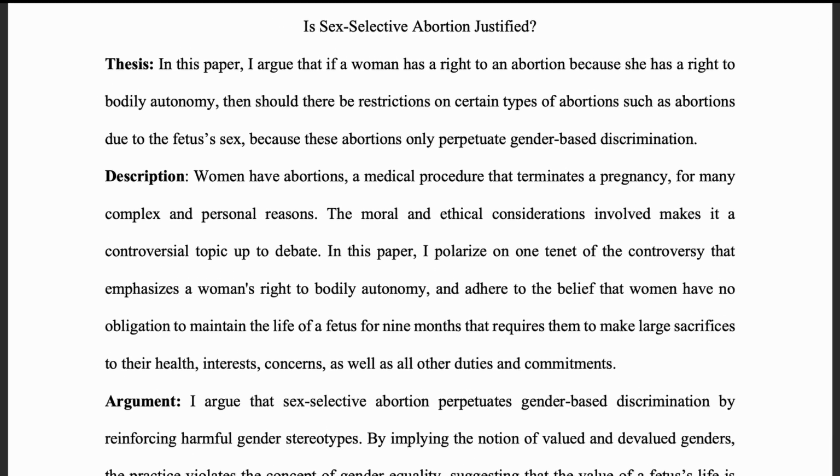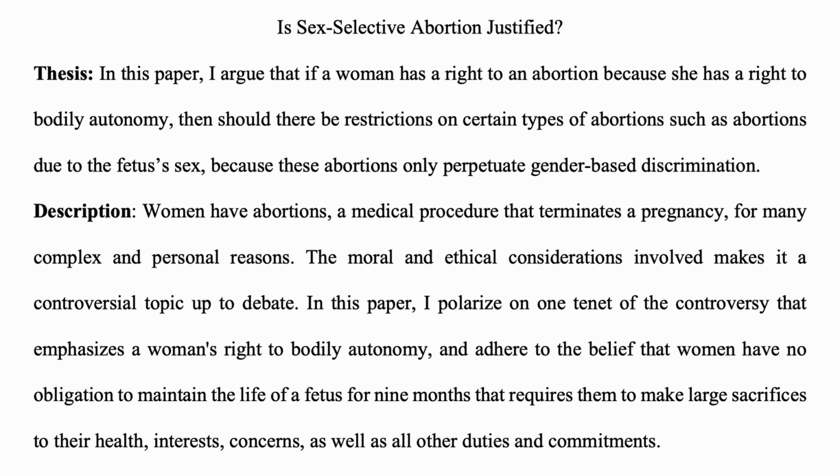The first thing I want to note is just the title, Is Sex-Selective Abortion Justified? I think that to promote clarity, which is the first value that I advocate for, it would be better to title the paper with a sense of the thesis in mind. So if the student is going to argue that sex-selective abortion is not justified, then calling it something like sex-selective abortion is not justified would be a clearer title. Right away, as soon as the grader looks at that paper, we have a sense of what the thesis is, even before we've actually read anything about the paper.